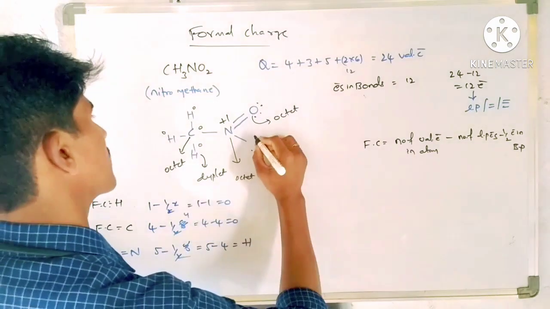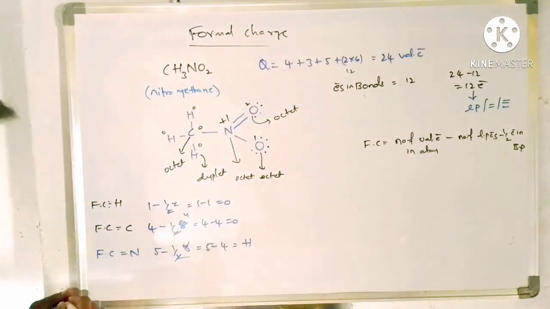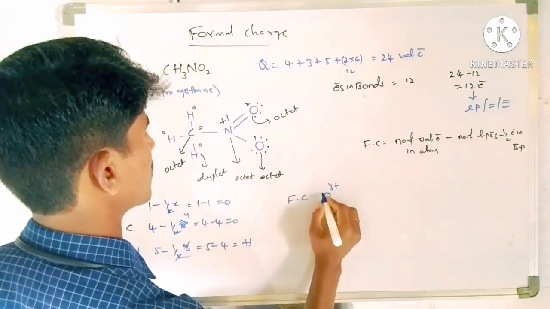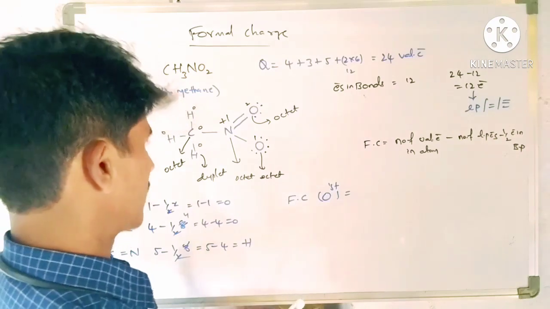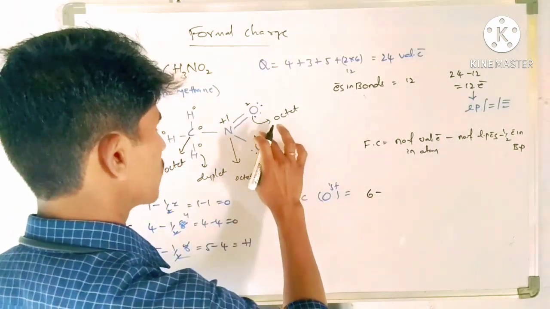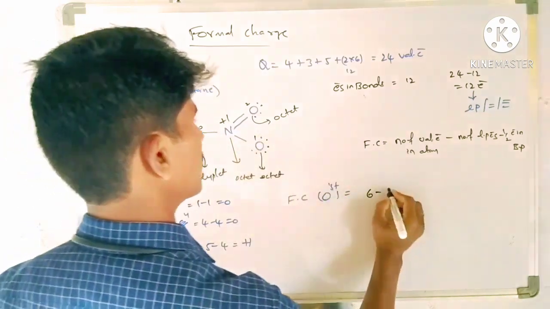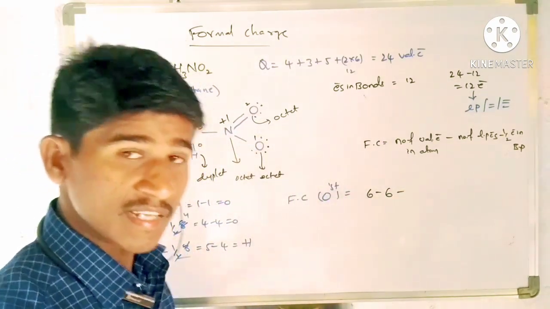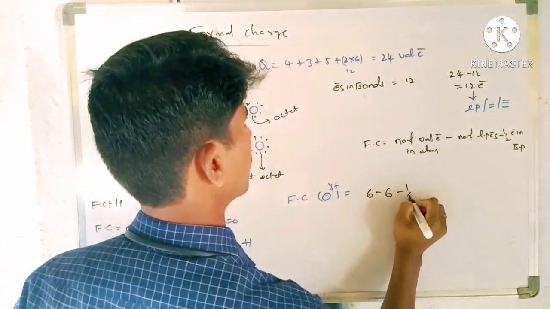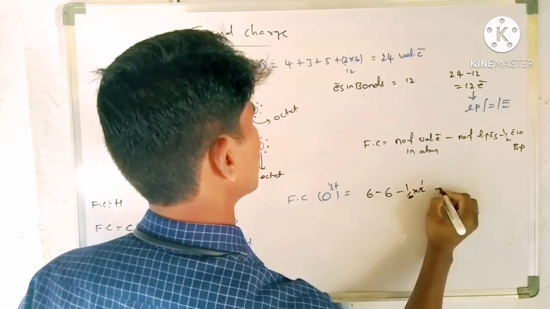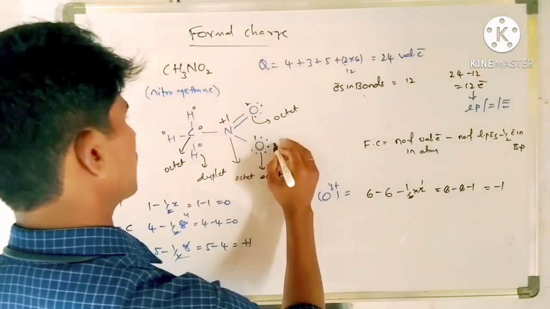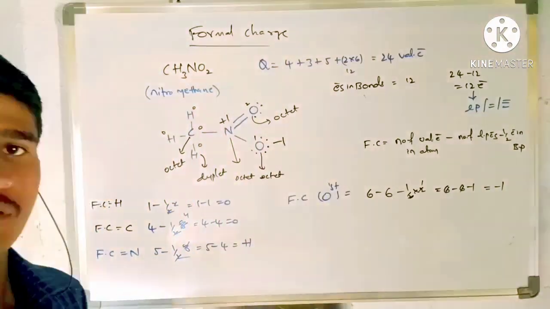Now the oxygens: this is the first oxygen, this is the second oxygen. The formal charge of the first oxygen: valence electrons are 6, minus the electrons in lone pairs, 1, 2, 3, 4, 5, 6, that is electrons as lone pairs. Now the bond pair: how many electrons in the bond? 2 electrons. So 1 by 2 into 2 is equal to 1. That is 6 minus 1, which is equal to minus 1. For this oxygen, the charge is minus 1.